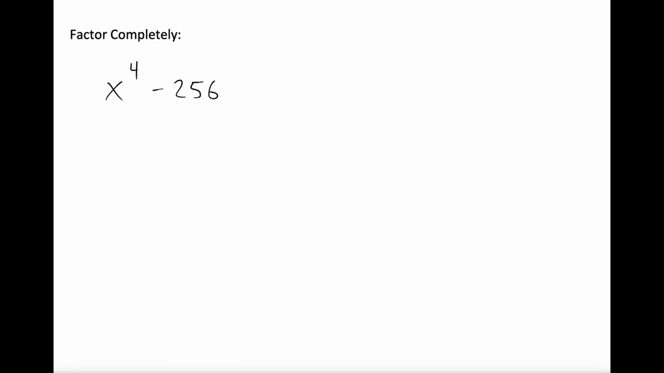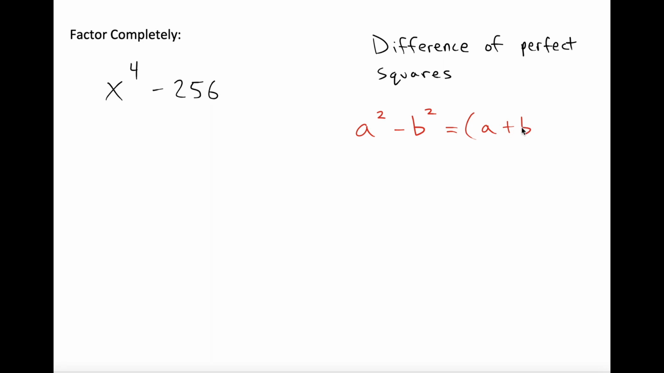In this problem, I'm going to factor the expression x to the fourth minus 256. Right away, I notice that this looks like it's going to be a difference of perfect squares. That's something you want to be able to recognize, because there's a special identity that we could use. The identity is, if we ever have two perfect squares being subtracted, then they will break down into a plus b times a minus b.